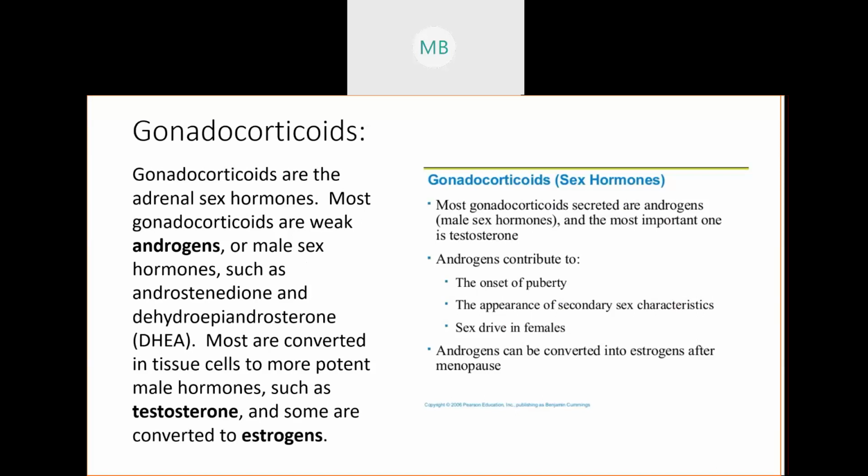Most gonadocorticoids are weak androgens. An androgen is a weak male sex hormone. But your body tissues and your cells can convert an androgen into something like testosterone. And if your body needs it, your body will convert some of those into estrogens, because androgens can be converted into either estrogens or testosterones, based upon what your body needs.